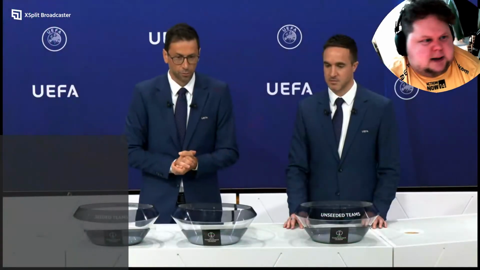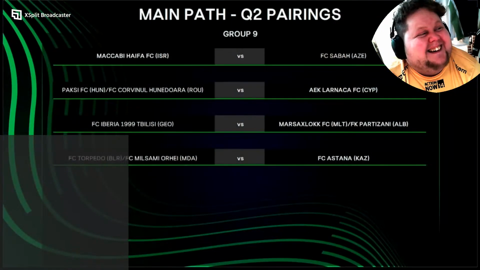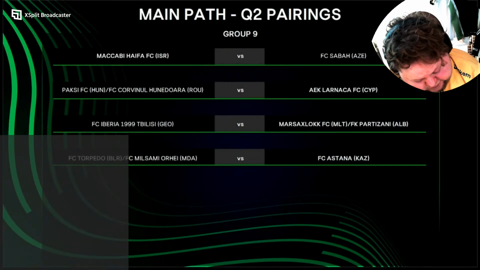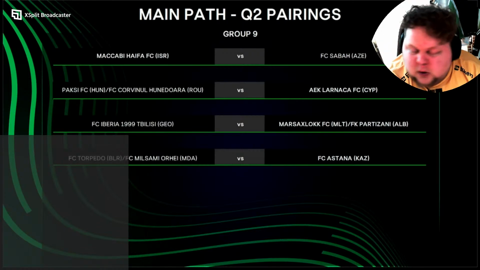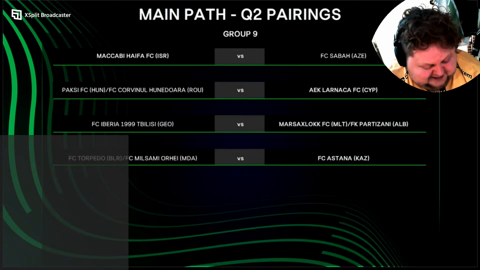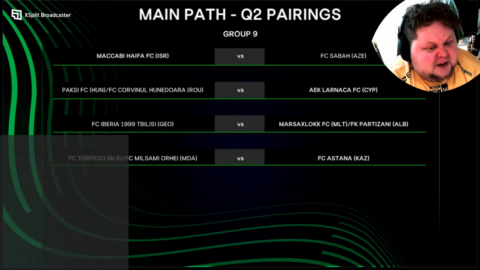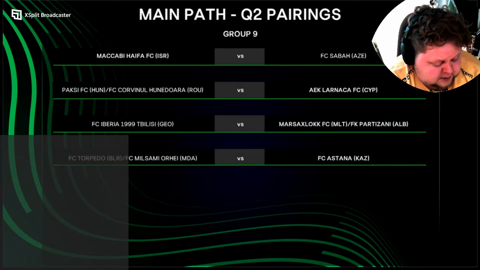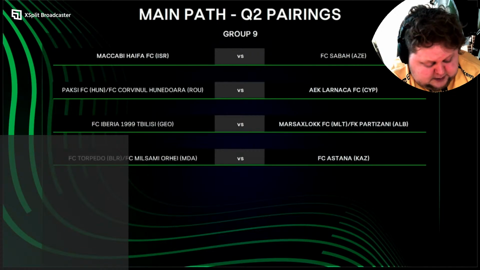And now we look at the last group and the last pairings, where we have Maccabi Haifa FC from Israel playing against FC Sabah from Azerbaijan, Paksi FC from Hungary, or FC Corvinul Hunedoara from Romania playing against AEK Larnaca FC from Cyprus. In addition, FC Iberia 1999 Tbilisi from Georgia will play against FC Marsaxlokk from Malta, or FC Partizani from Albania, and FC Torpedo from Belarus or FC Milsami Orhei from Moldova will play against FC Astana from Kazakhstan to complete all of our groups.